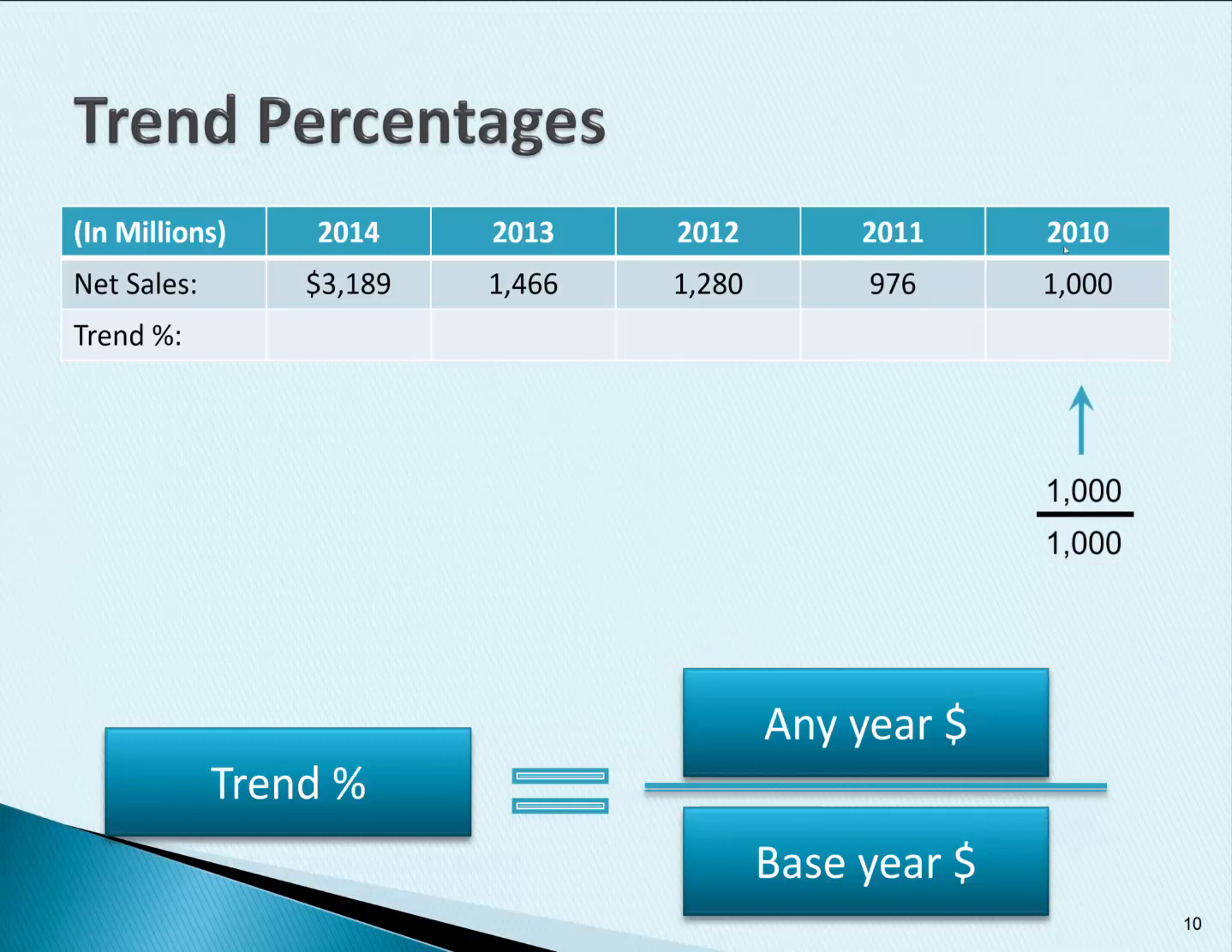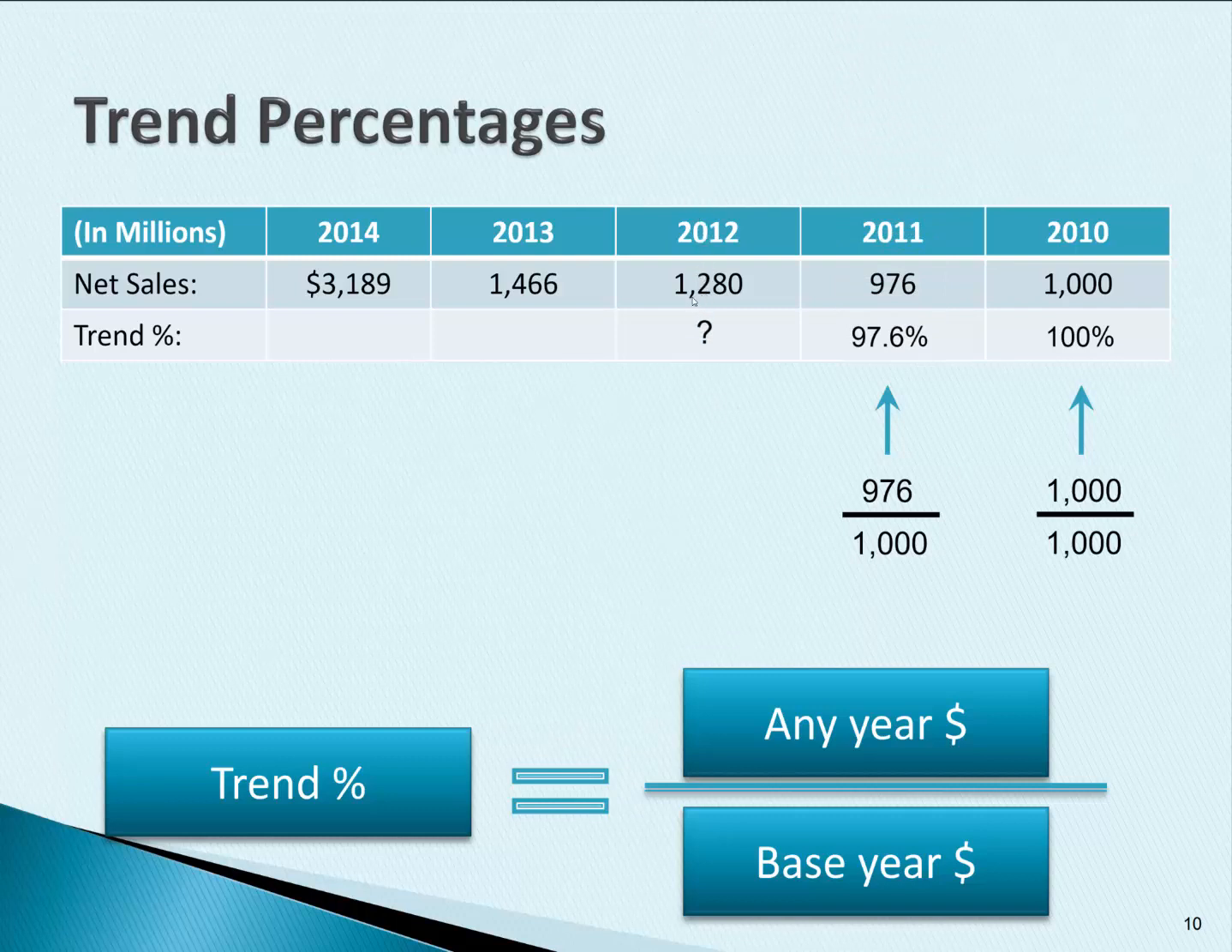So what we're doing is we're going to divide all these numbers by the base year. When you divide this base year by itself, you get 100%. In other words, 1,000 divided by itself is 100%. Now, to figure out the trend percentage for the next year, you're going to take 976 divided by this same $1,000, not 1,000%. So that gives us 97.6%.